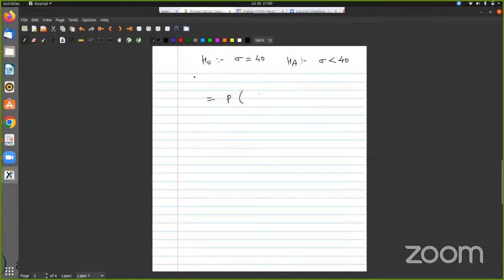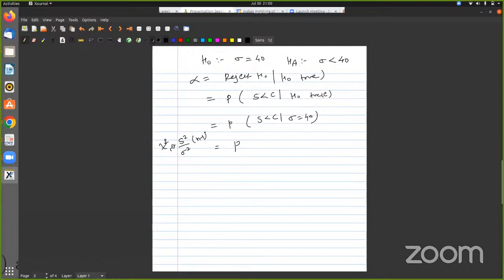Then my alpha is the probability of rejecting H naught given that H naught is true. So that means the probability that s is less than c, given that H naught is true. H naught true means the probability that s is less than c with sigma equal to 40. Now I know my chi-square distribution is (n minus 1) s square upon sigma square. This is my chi-square distribution, right?